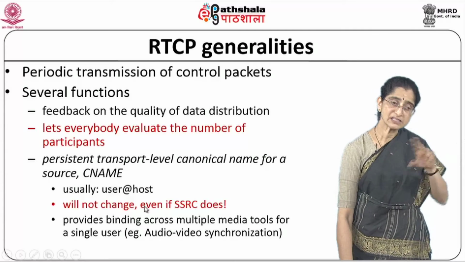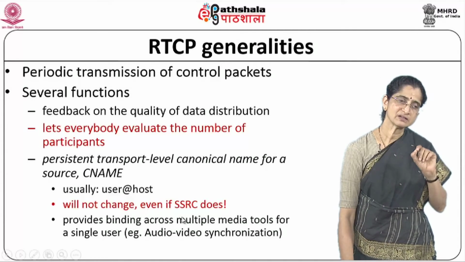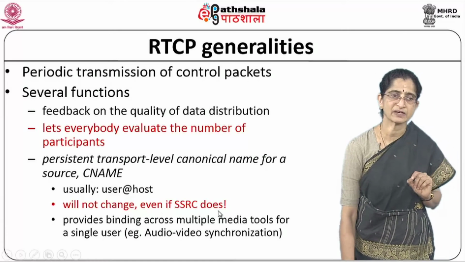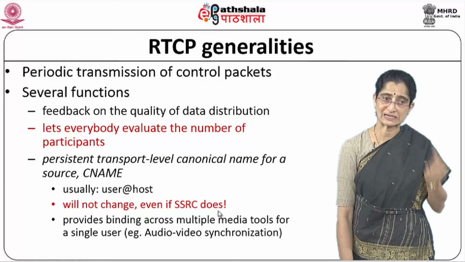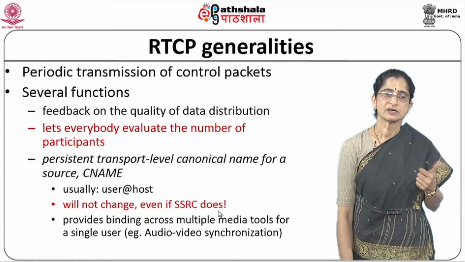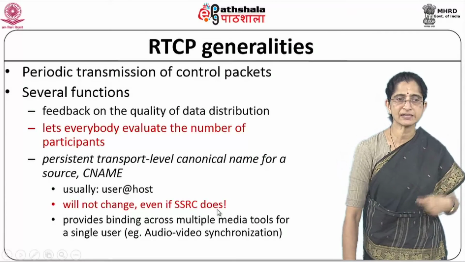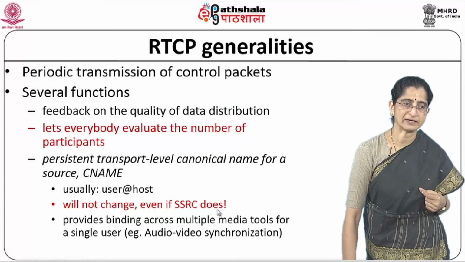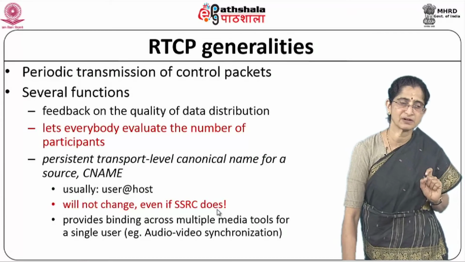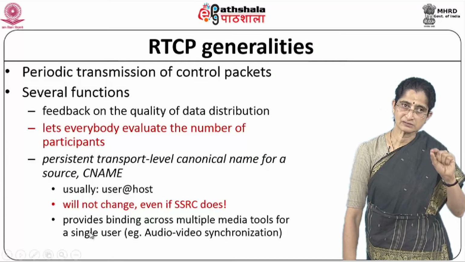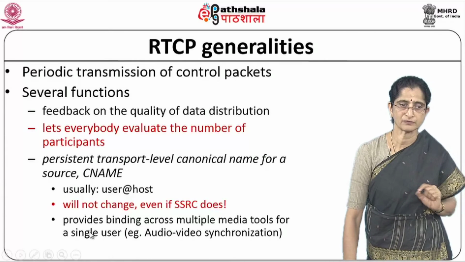And this will not change even if the SSRC, the synchronizing source identifier that we have in the RTP protocol, changes. Now, the SSRC in the RTP protocol is basically a random number that is assigned when a source is sending some data. But for that session, that SSRC will remain constant. But even if the SSRC changes, this CNAME will not change for the user.